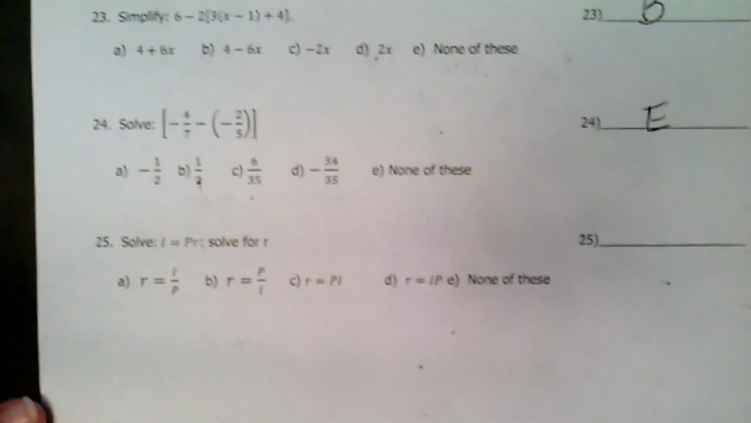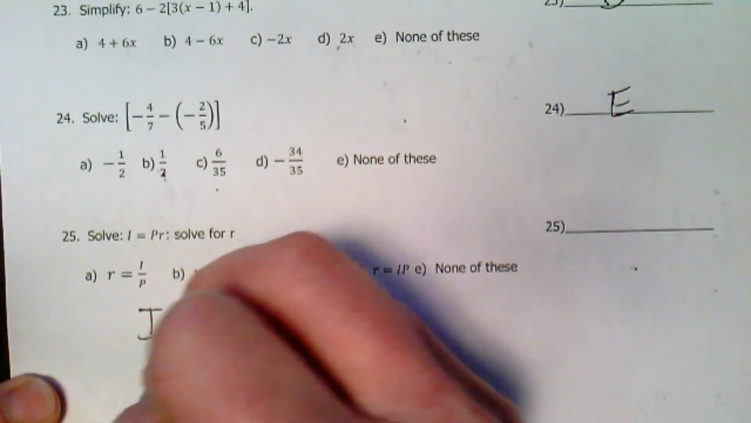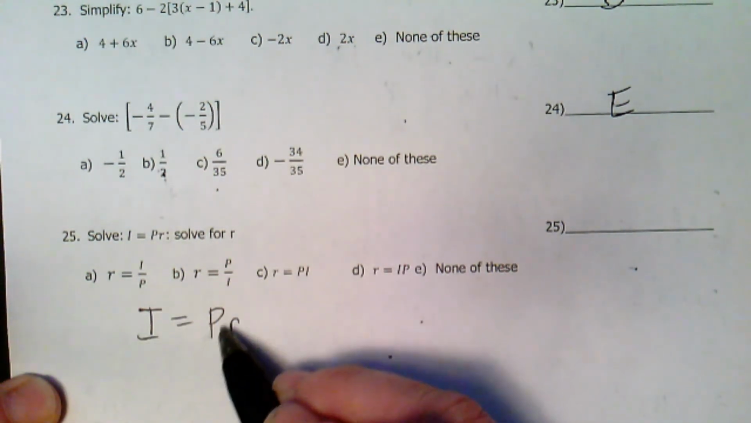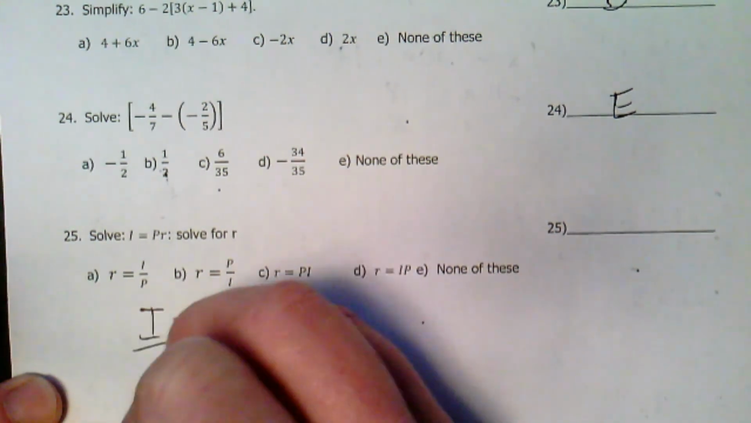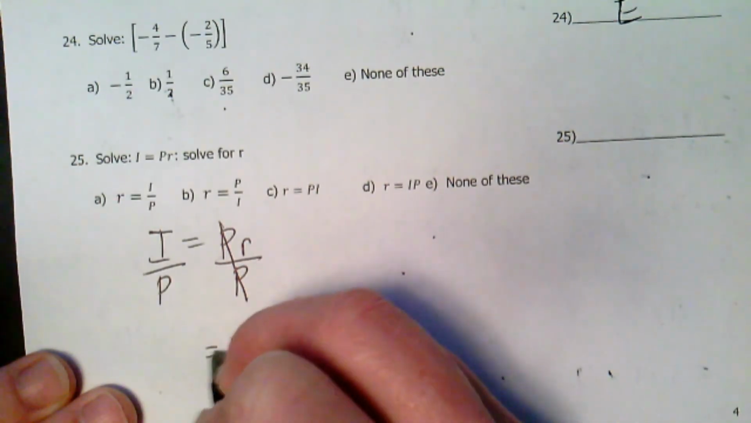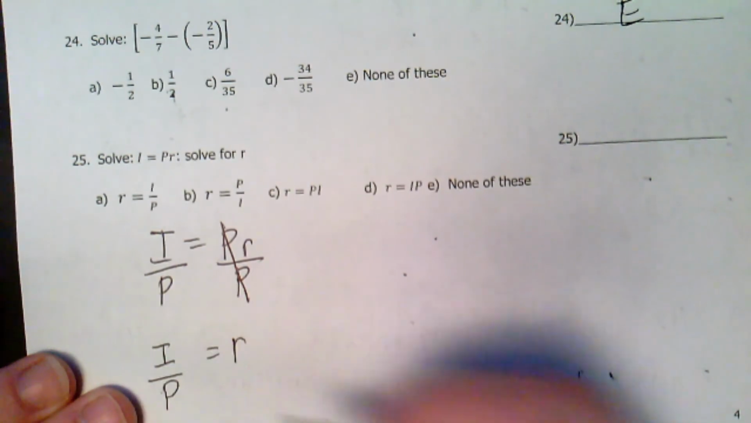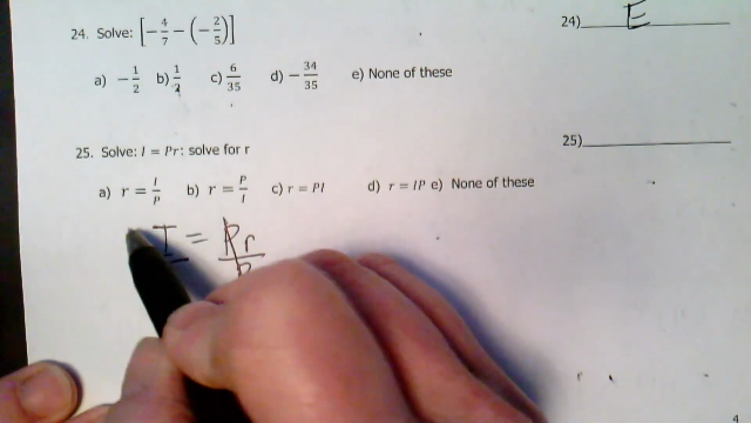Alright, number 25 last. I equals PR, solve for R. Alright, so our goal is to get this R by itself. They're multiplying by P, so if we divide by P, that'll cancel that out. And then we're left with I over P. Well, maybe that's L, I guess. So that would be A.